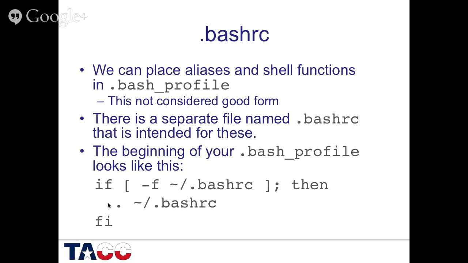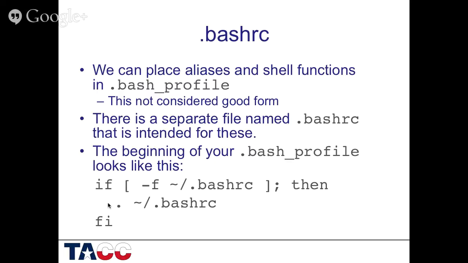So we've been playing along with our .bash_profile, and you can put aliases and shell functions in there, although this is not considered good form for most Linux systems. There is that other file called .bashrc, which I had you add the if statement for in our .bash_profile. So what we're going to do is move all of those things that we wrote in .bash_profile and put them in our .bashrc so that they're in the correct place.